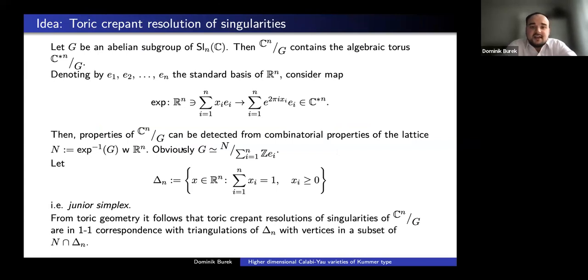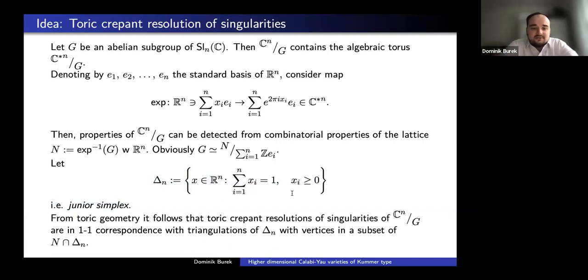Basically, if we have an abelian subgroup of SLn, then the quotient Cn over G contains an algebraic torus. So you may consider it as a toric variety. And the properties of Cn over G can be detected from some combinatorial properties of a lattice in Rn. The most important object there is what is called the junior simplex. It's just the slice of the quadrant by the hyperplane where the sum of coordinates equals one.